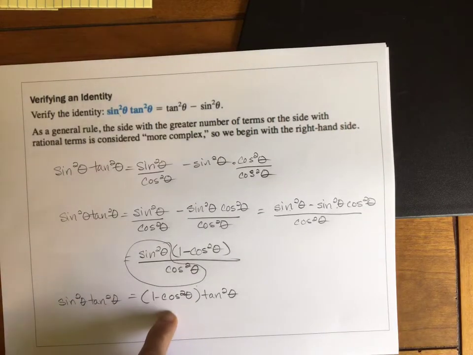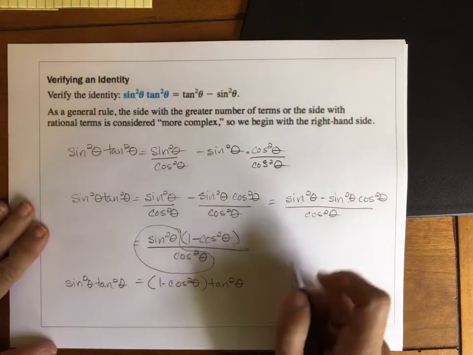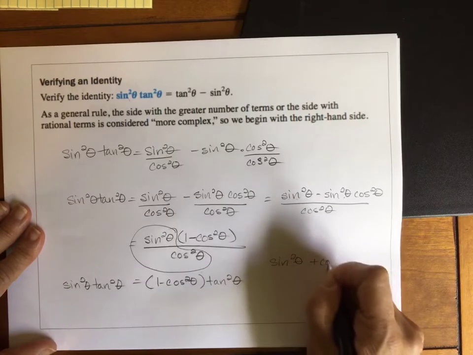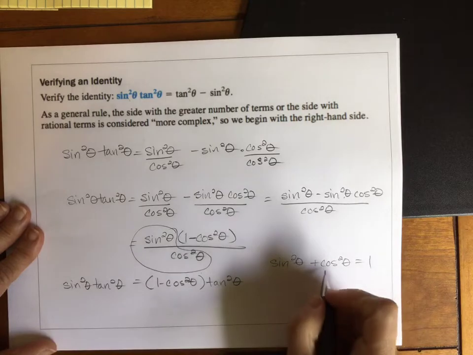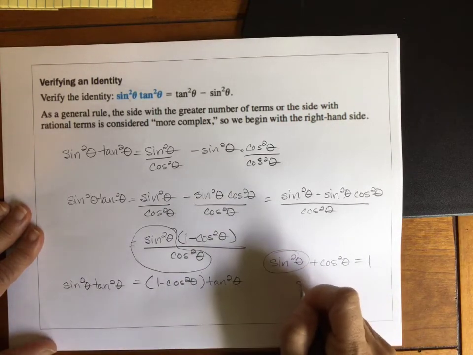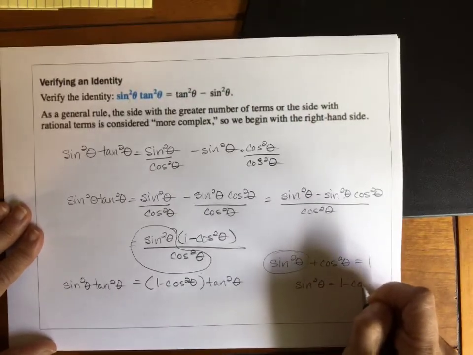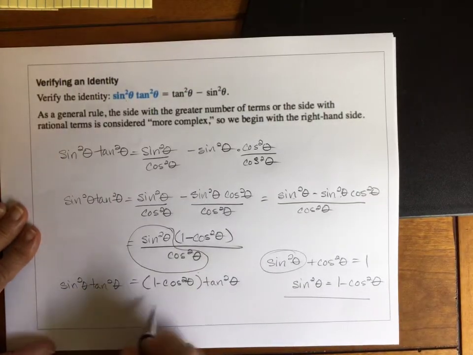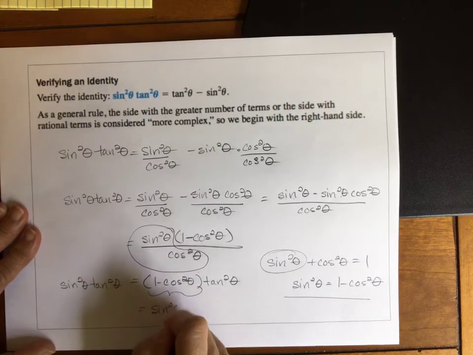Now, can you see how I could maybe simplify this to sine squared? Because I know sine squared theta plus cosine squared theta equals 1, then 1 minus cosine squared must equal sine squared. So if I had subtracted cosine squared from both sides, I can see that these are equal. And so now for this point, I can just throw in the sine squared theta.